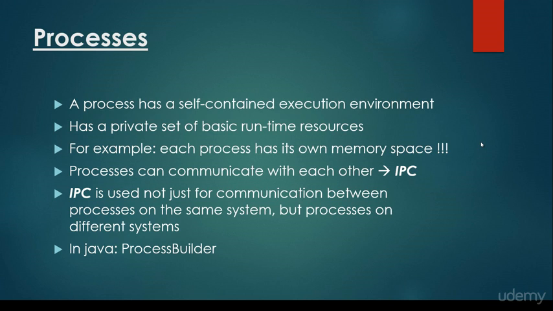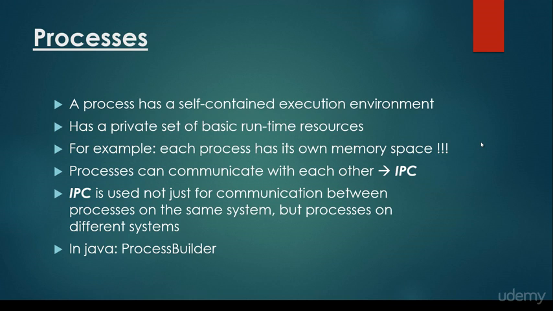A process has a self-contained execution environment, so it has a private set of basic runtime resources. For example, each process has its own memory space. It's quite important that processes can communicate with each other. This is the so-called inter-process communication, or IPC. And IPC is used not just for communication between processes on the same system, but also between processes on different systems, for example, the client side and the server side. This is inter-process communication.